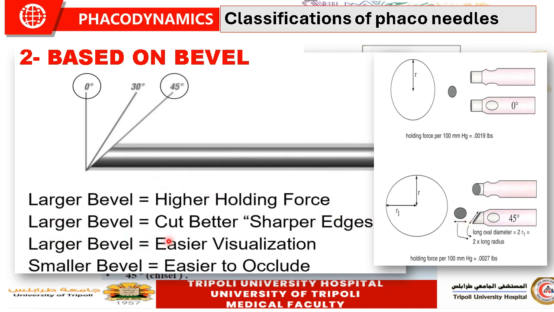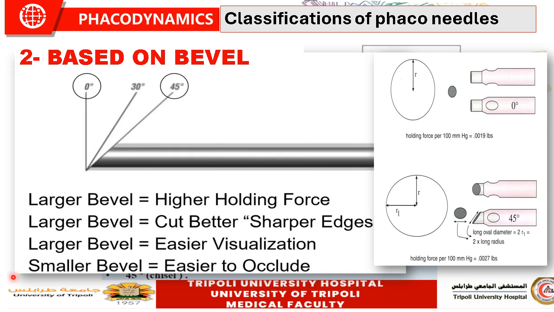The larger the bevel, the cutting will be better. And the larger the bevel, it will be easy to be visualized in the anterior chamber. Sometimes you need to see the tip of your bevel. If it is 0 degree, you cannot see the tip of your bevel. However, if it is angulated, you can see the tip of your bevel and you see what level you are at, the lens level or the iris level or close to the cornea and so on.